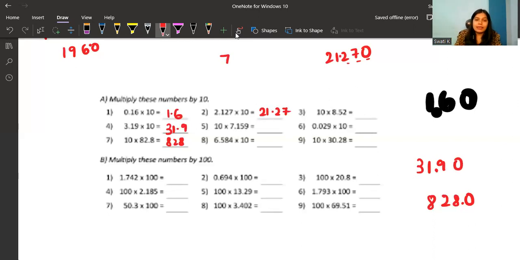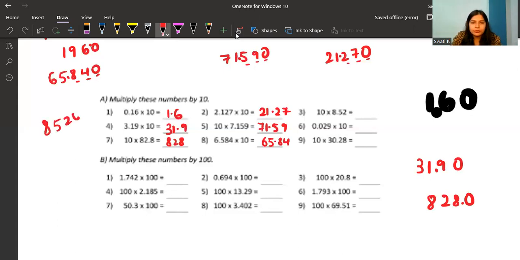Next is 10 into 7.159. So it is 71590. After decimal, 3 digits. So 1, 2, 3, put a decimal here. So it is 71.59. Next, 6.584 into 10. So it is 65840. After decimal, 3 digits. So 1, 2, 3. So it is 65.84. Next, 8.52 into 10, which is 8520. 2 digits after decimal, so 85.2.